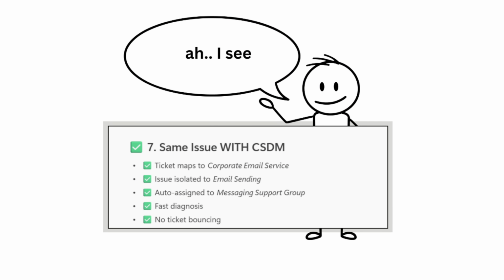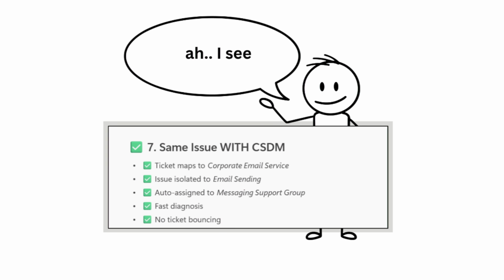Okay. So now which service offering is affected here? This is email sending. ServiceNow now knows exactly who owns this part. Obviously the support group related to email sending, and that group is the messaging support group. So the ticket directly goes into that team's queue instantly. Now the messaging team will look into various things with respect to that service offering, like SMTP gateway, DNS record, outbound connector, and a few more. And they quickly discover that the outbound SMTP connector is failing.